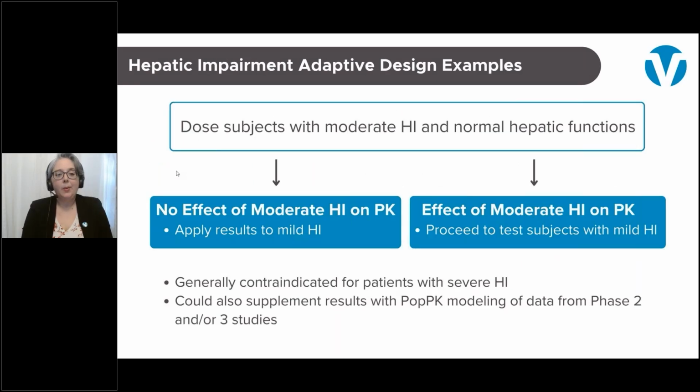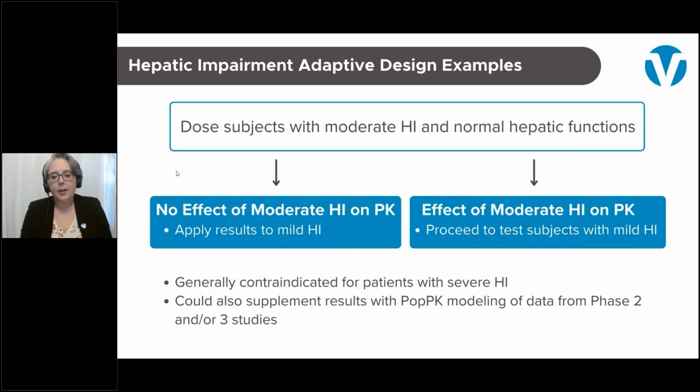Our first example will be a reduced or adaptive design in subjects with hepatic impairment. So we would start with subjects with moderate hepatic impairment and compare those to normal function. And if you don't see any effect, then you're essentially done, and you can apply the results to subjects with mild hepatic impairment. But then if you do see an effect, you could make the decision to proceed to test subjects with mild hepatic impairment.